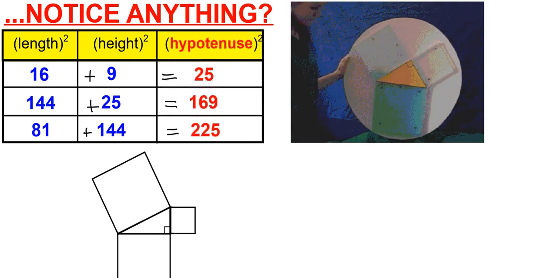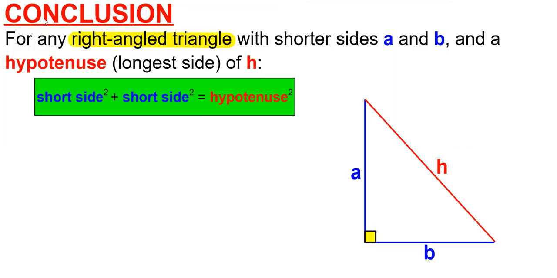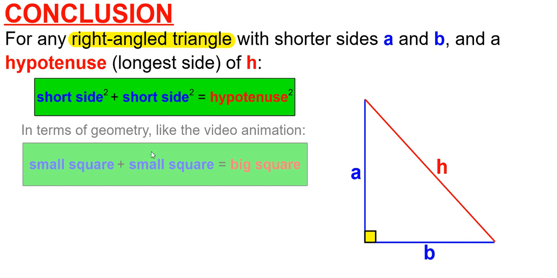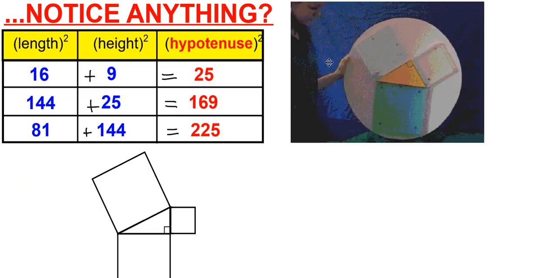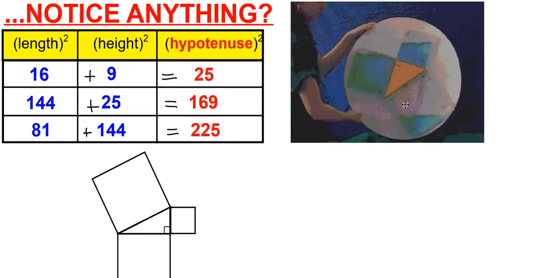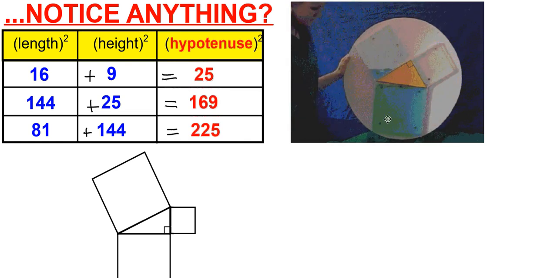So going forward, for any right-angled triangle with shorter sides A and B and a hypotenuse, the longest side, of H, the short side squared plus the other short side squared always equals the hypotenuse squared. And so, taking this and rewriting it, we can say that the small square plus the small square equals the big square, as this previous video showed us. 2 smaller squares drain exactly into that big square. And there it goes again. Small square, big square.